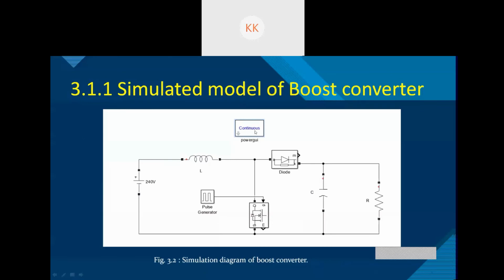V output is equal to V source plus V, the voltage of the inductor. From that we can get V source, which is 240 volt, plus the voltage of the inductor, divided by 1 minus D. From voltage second balance equation. No, sir, the current second balance equation. Which current is it? Output current. Sorry, sir, input current.